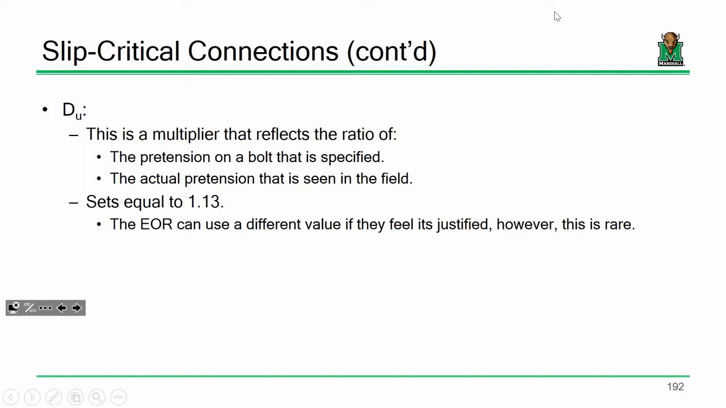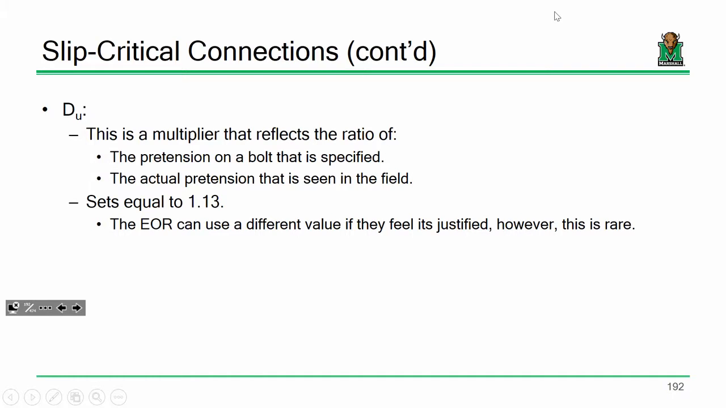Now, if you're the engineer of record on a job, or you work at a fabricator and you know that your crew is going to be installing bolts that are 20% larger, you could use 1.2 if you wanted. I don't think that's very common. I think that's a pretty rare occurrence. More often than not, everybody's just going to go with the 1.13. So it's the ratio of the pretension specified versus the pretension we actually see in the field.